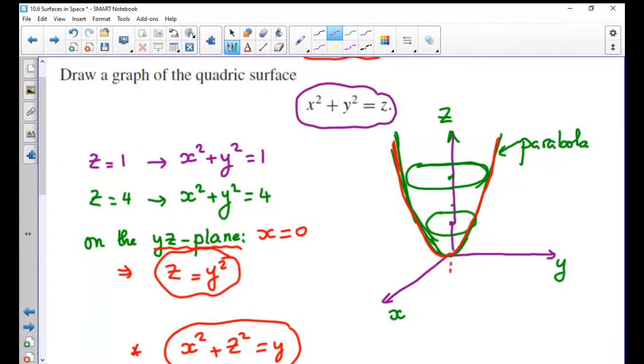Now, one last point before I move away. Why is there nothing below the xy plane? Why is there no graph below that? What happens, by the way, below the xy plane? What are the values of Z? Negative, yes.